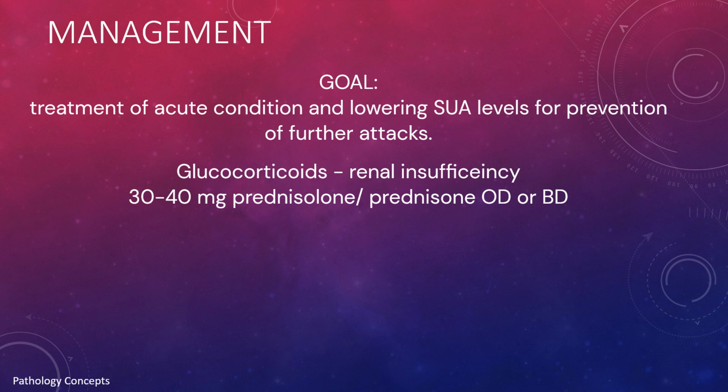The initial dose for gout flare is 30 to 40 mg of prednisolone or prednisone once daily or given in divided twice daily doses until the flare resolution begins. Then they taper the dose of glucocorticoids over the next 7 to 10 days. The glucocorticoids can be administered intra-articularly for monoarticular gout flare-up or orally for polyarticular flare-ups.